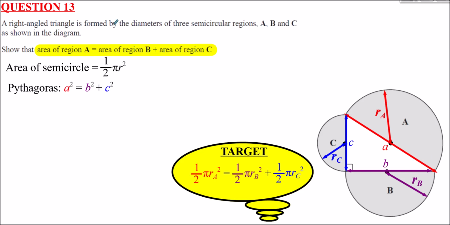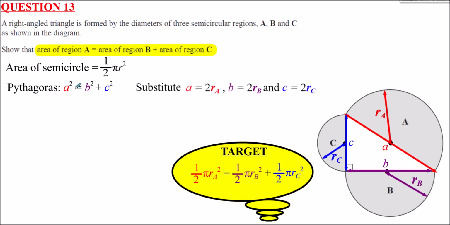Just returning to the wording of this question, we're told that these sides are diameters of the semicircles. So this side A is obviously going to be double as long as its radius, because always diameter is double the radius. Side C is going to be twice as long as radius C, and in the same way, side B is going to be twice as long as the radius of B.